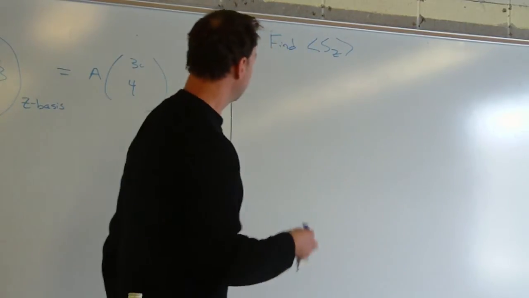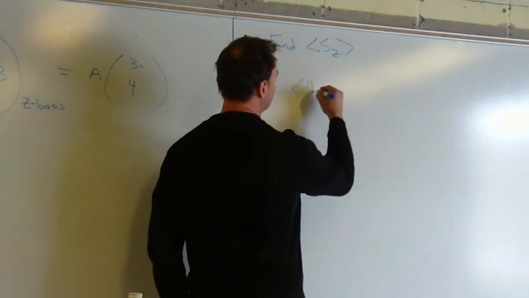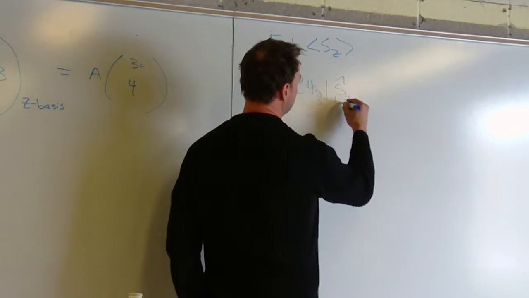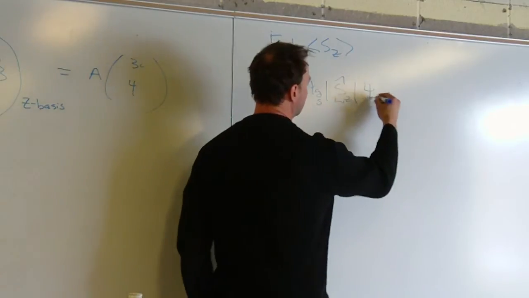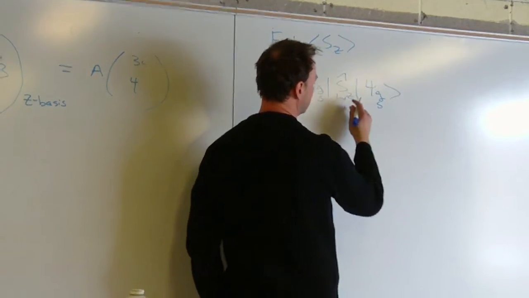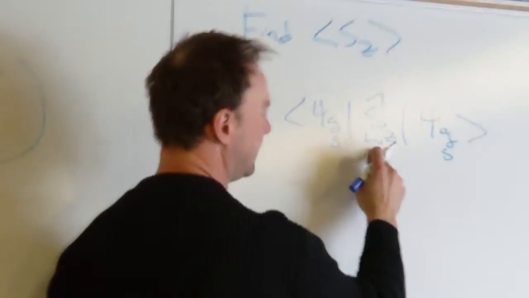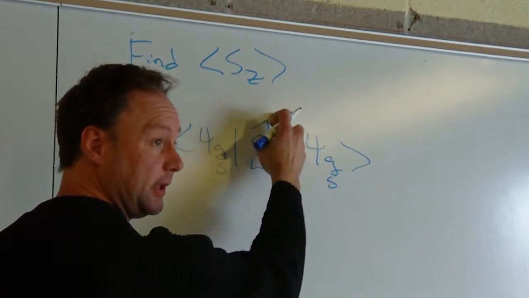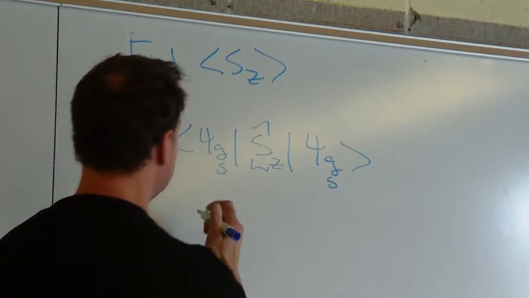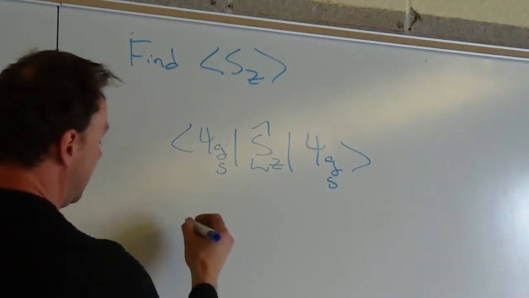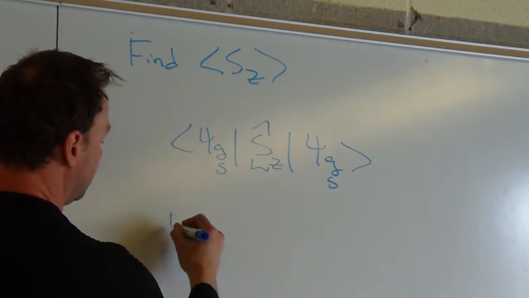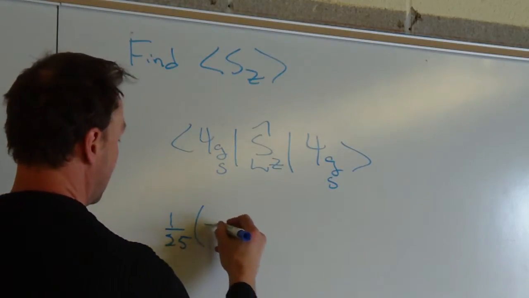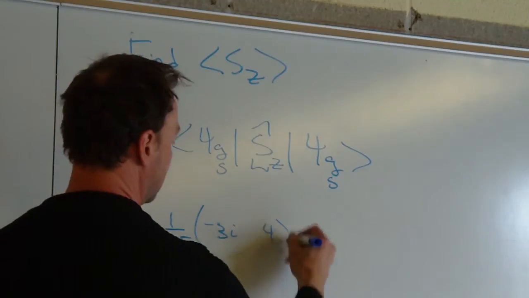Right, so we write this as psi general spin, and then the operator Sz, and again I'll put in a lot of extra notation. Psi star is this. And notice I put my little bracket under there to show this is in matrix form. All right, and so now it's going to be something like 1 over 25, I'll carry that out. It's going to be (minus 3i, 4).